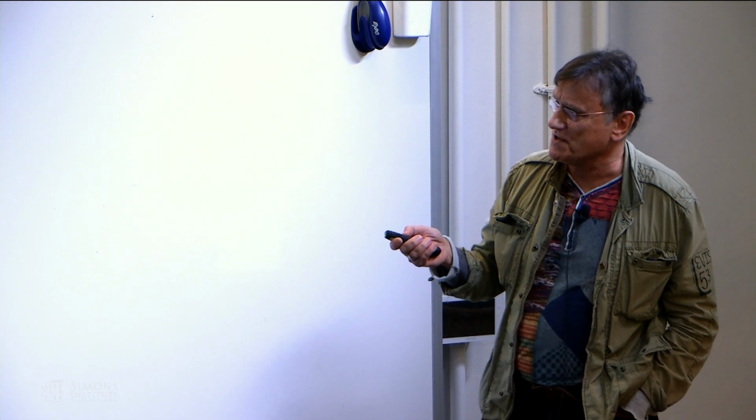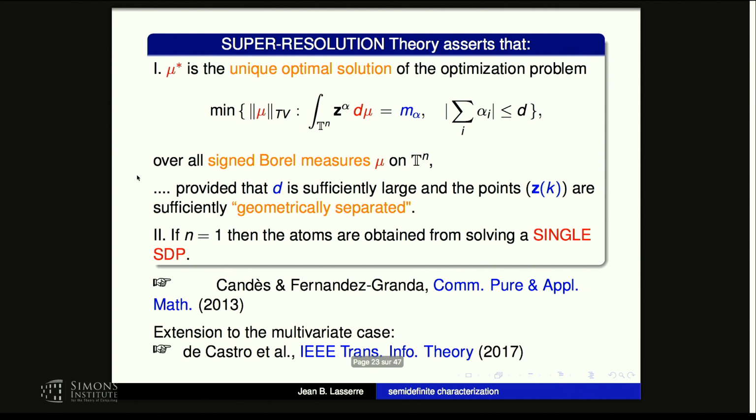Super resolution theory says the following. If you have enough measurements, let's say moments here, and if the points, the atoms of your measure, are sufficiently separated on the torus, then this infinite dimensional LP has a unique solution, which is exactly the measure you are looking for. And in the univariate case, you can recover your measure exactly by solving a single SDP. This is a famous paper by Candes and Fernandez-Granda. And there was some extension to the multivariate case.